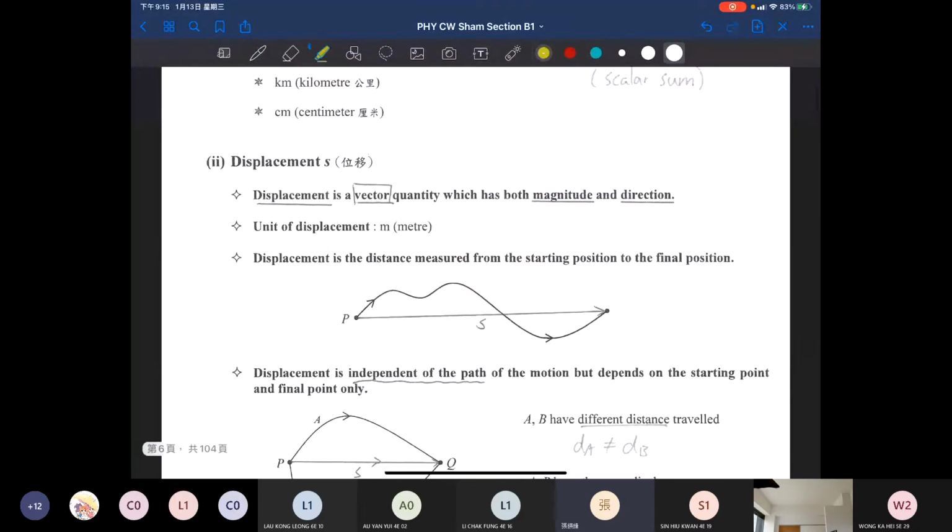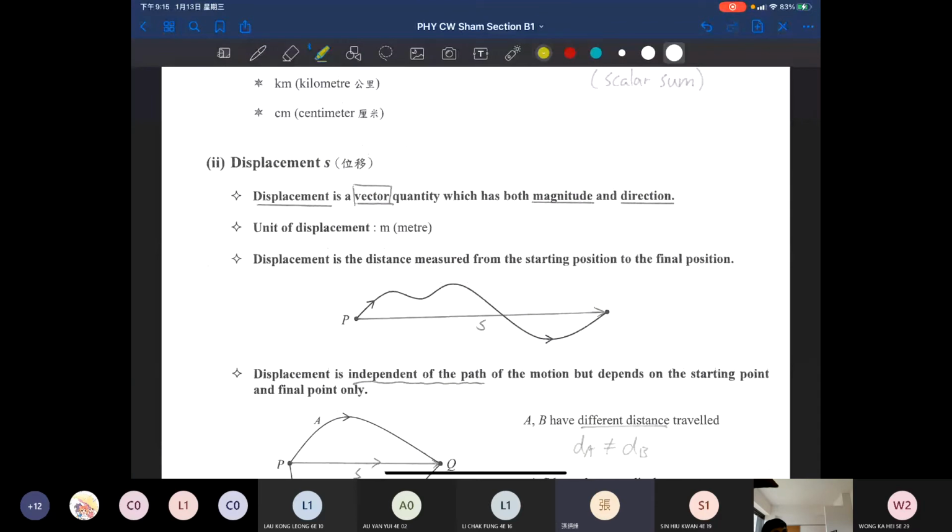Okay. And for the displacement, it's a vector quantity with both magnitude and direction. Also, because they are all talking about the change in position, their units are the same, meter. Okay, and for the displacement, it's only concerned with the starting and the final position only. So in this case, the displacement is this one. Okay, we don't concern everything in between. We are only concerned with the starting position and the final position.